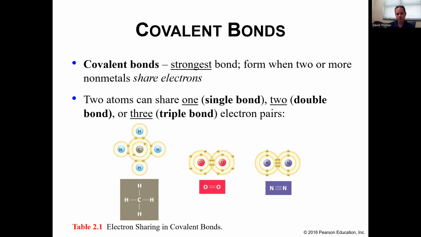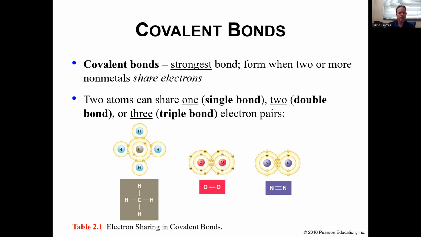We mentioned hydrogen forming that hydrogen diatomic molecule. That's a covalent bond, sharing there. The same thing happens with oxygen. The same thing happens with nitrogen. They'll form a diatomic covalent bond there.